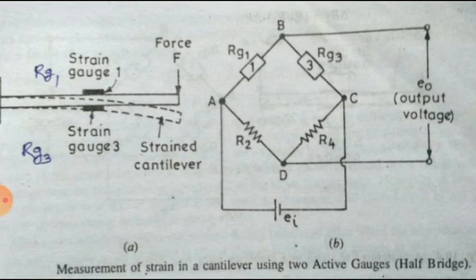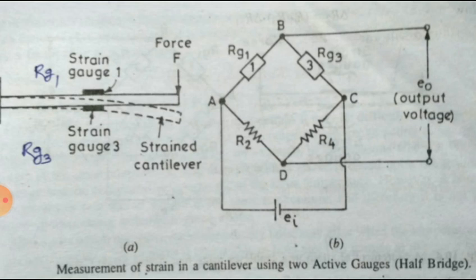You can see strain gauge 1 on the top of the specimen, the cantilever, and strain gauge 3, called RG3, pasted on the bottom surface. This is a strain cantilever connected to the Wheatstone bridge. Instead of using one active gauge and one dummy gauge, as we have seen in the first case, this new arrangement uses both active gauges.